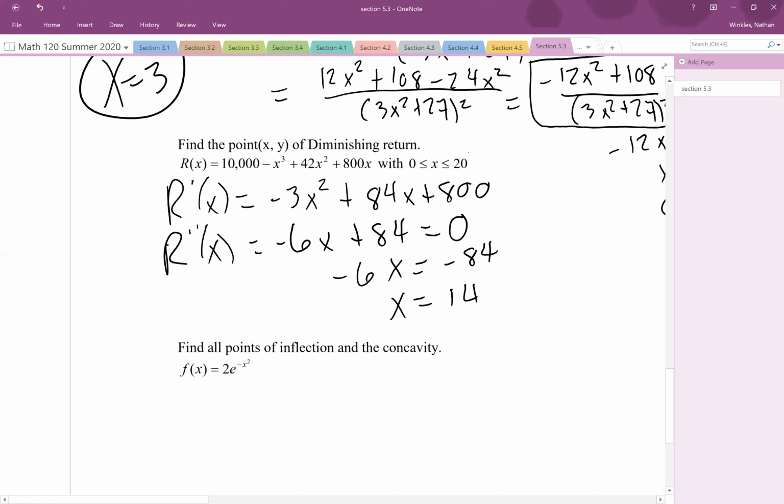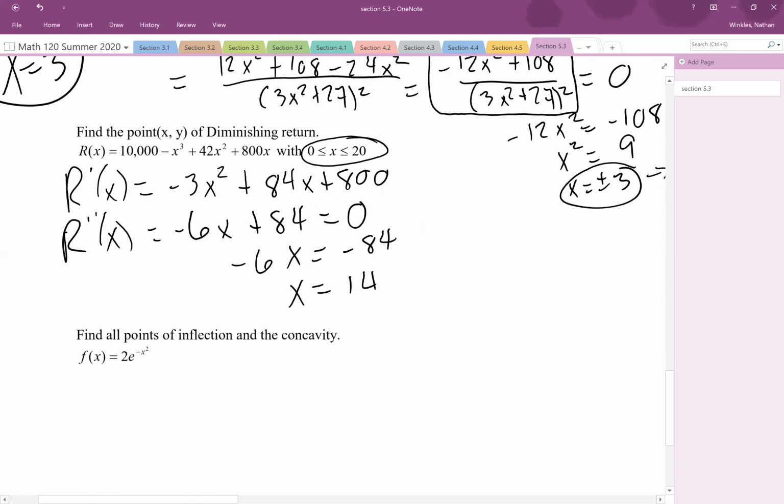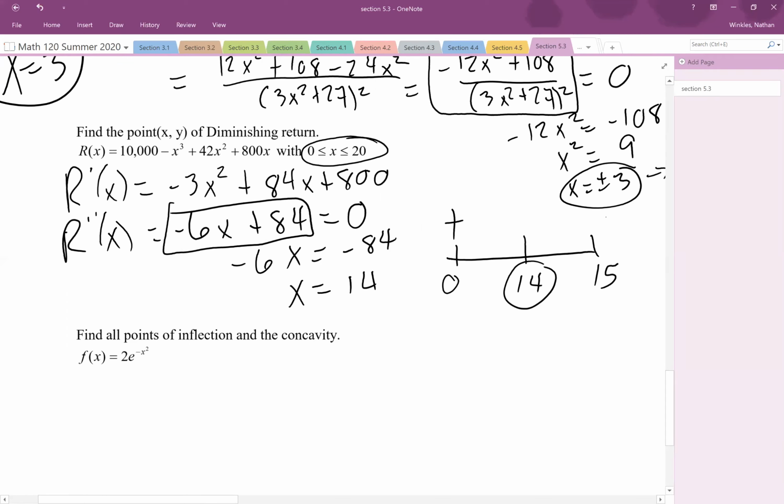We also have to make sure that we are inside this bound. We only found one value here, so we could actually be pretty accurate to know that x equals 14 is our answer. To continue on with that, you would actually just draw your number line here, put 14 on it. You could plug in 0, you could plug in 15. So plugging in 0 into here, we get a positive and then a negative. So therefore, we know it is our maximum there.